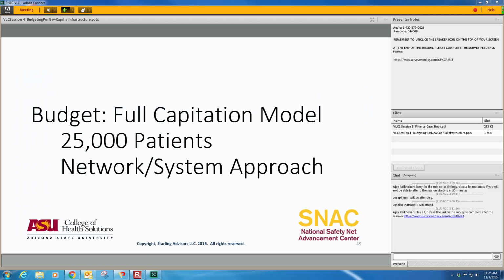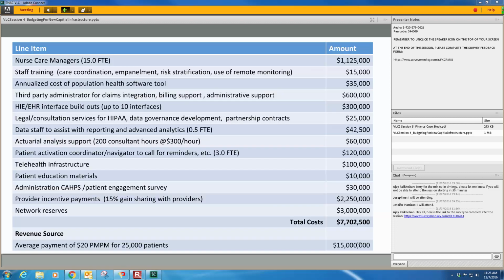Here's a more complex model. This represents a fully capitated model with about 25,000 patients. It's not anticipated that you would have the ability to manage a patient population panel of this size as an individual practice. So within the scope of this particular budget, we're making the assumption that you're working together with other providers, either through some kind of a network construct like an IPA or an ACO, or some kind of health system approach. So the numbers are much bigger, and there's a lot more infrastructure. But again, remember, this budget's really presented network-wide, not for an individual practice.